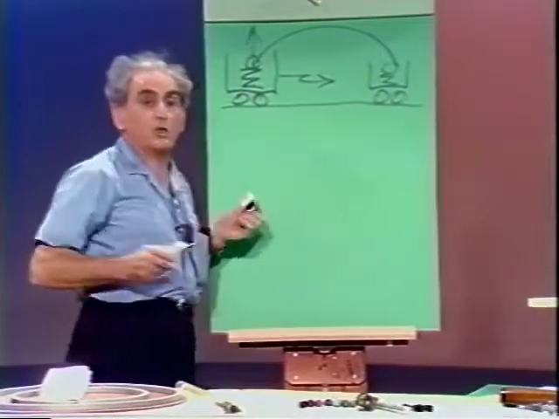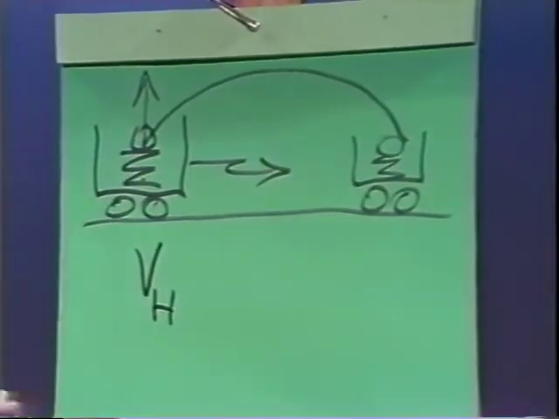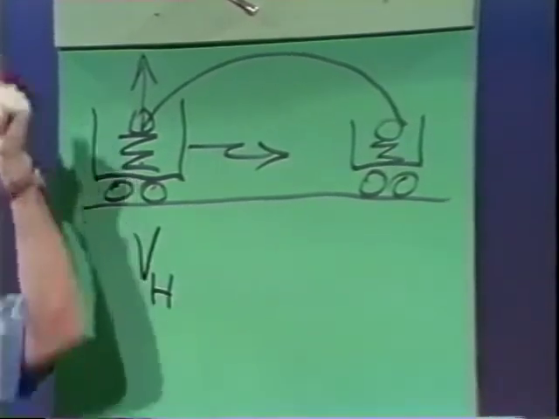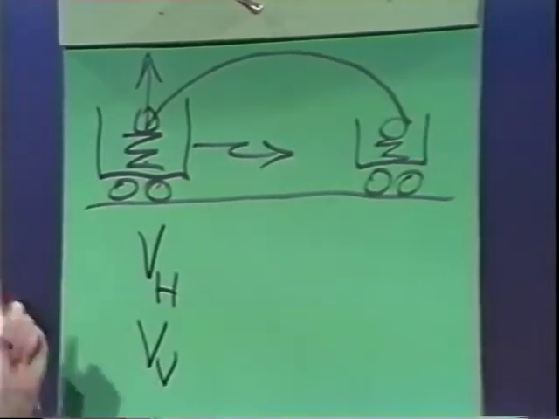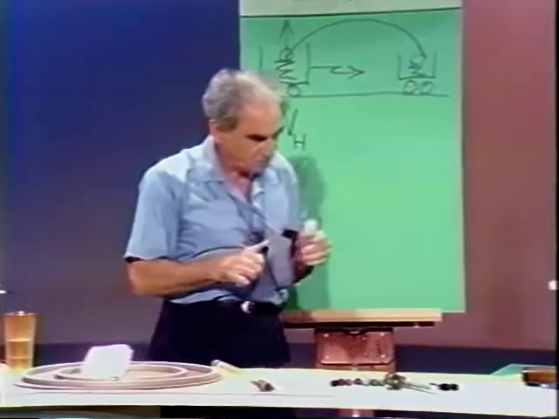The horizontal motion of the car, which we would refer to as V horizontal, the horizontal velocity, is independent of the vertical velocity. Each goes its own way without interference by the other.